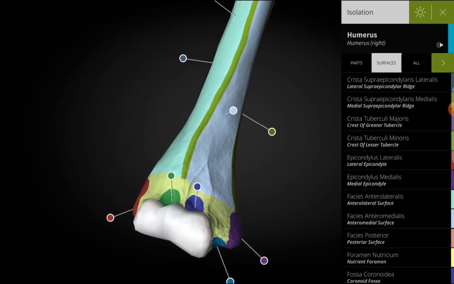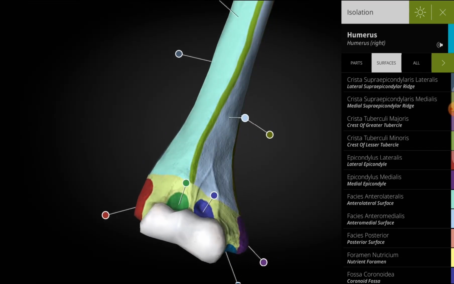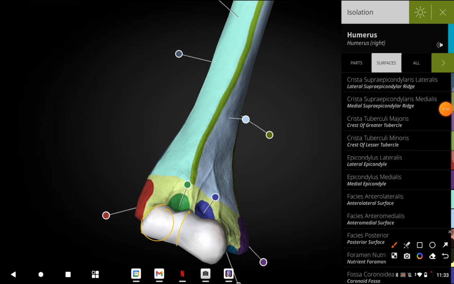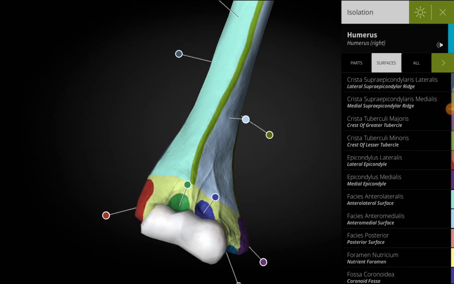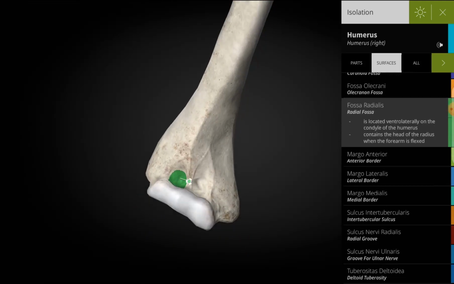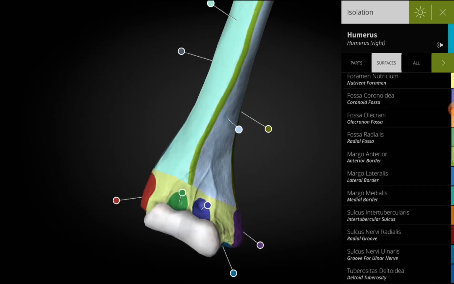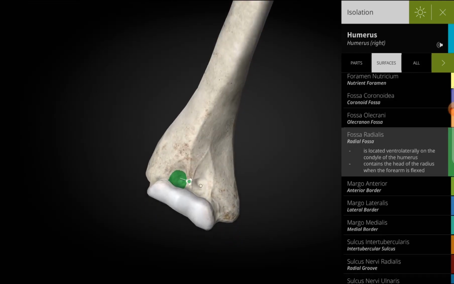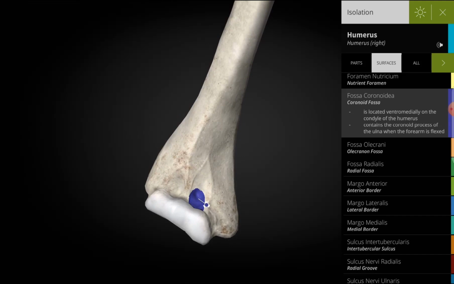What else we can see on the distal epiphysis are grooves and fossae. Above the capitulum humeri, so this was the capitulum humeri, and here is the trochlea humeri. Above the capitulum humeri we find a groove, this is the fossa radialis, and above the trochlea humeri we can also find a groove, and this is the fossa coronoidea. So above the capitulum humeri is the fossa radialis, and above the trochlea humeri is the fossa coronoidea.